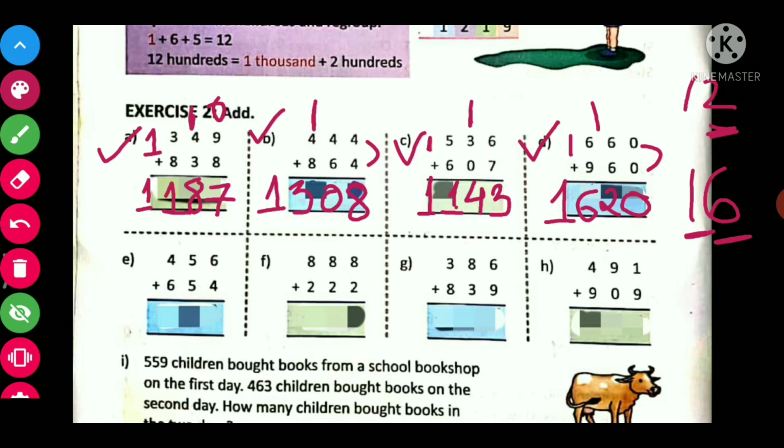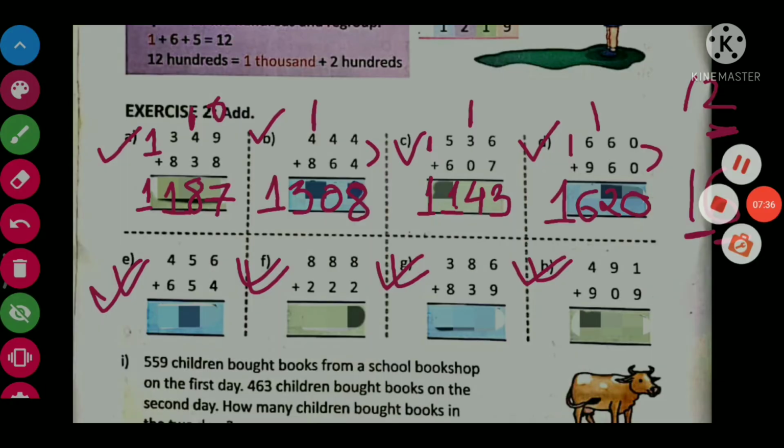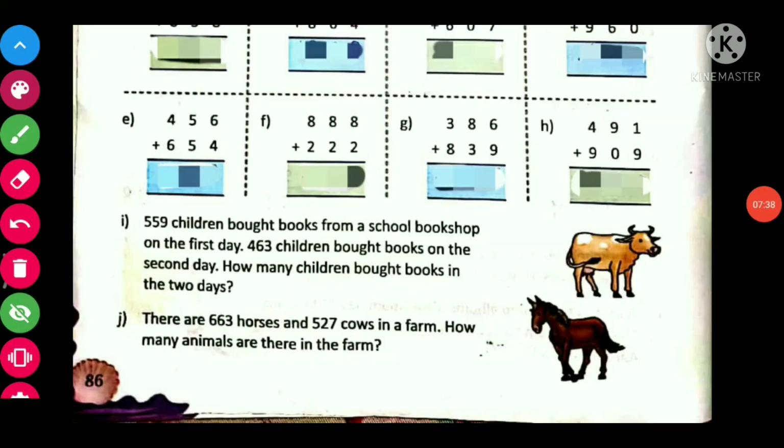Okay, so now what you will do, you will do E, F, G, H in your classwork copy. Okay, I hope you have understood how you have to regroup these numbers. Okay, now see this part, I part.